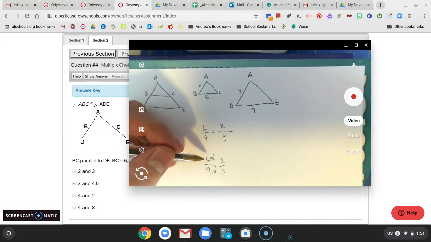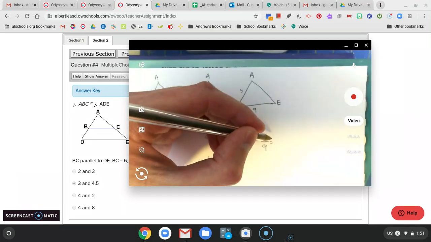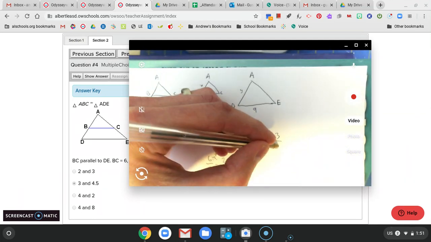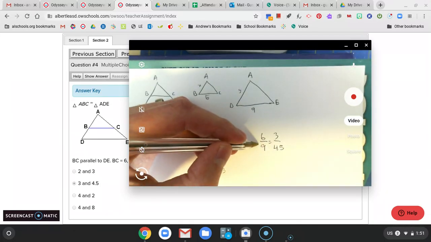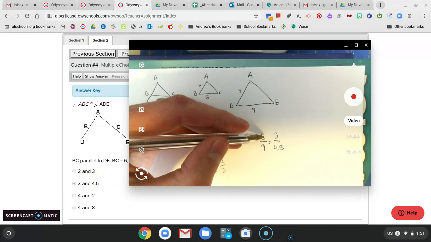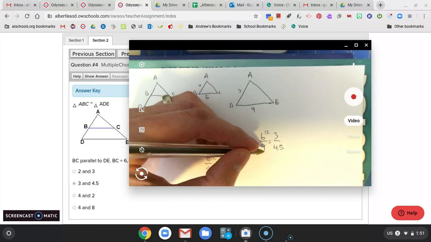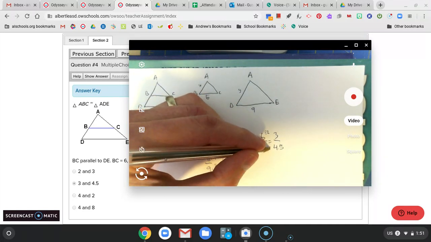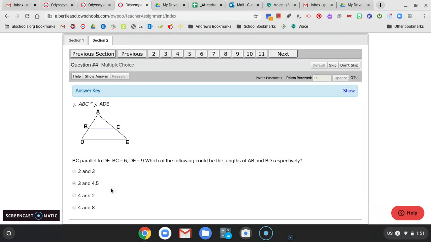Just to show why B does not work, if I do 6 over 9 and I use 3 and 4.5, that is the option you've selected here, that this works. I could do 6 divided by 2 to get 3. I could do 9 divided by 2 to get 4.5. That would work.